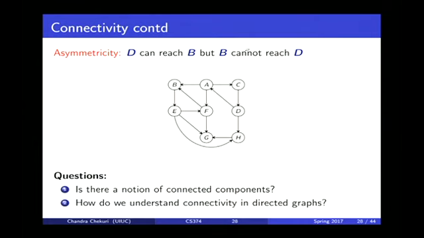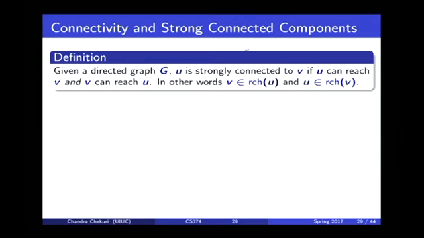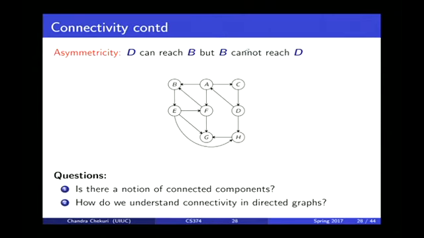There is a useful notion of connectivity in directed graphs, namely strong connectivity. We say that two vertices U and V are strongly connected to each other if U can reach V and V can reach U. In this example, B and E are strongly connected to each other because B can reach E and E can reach B. Agreed? Any questions?